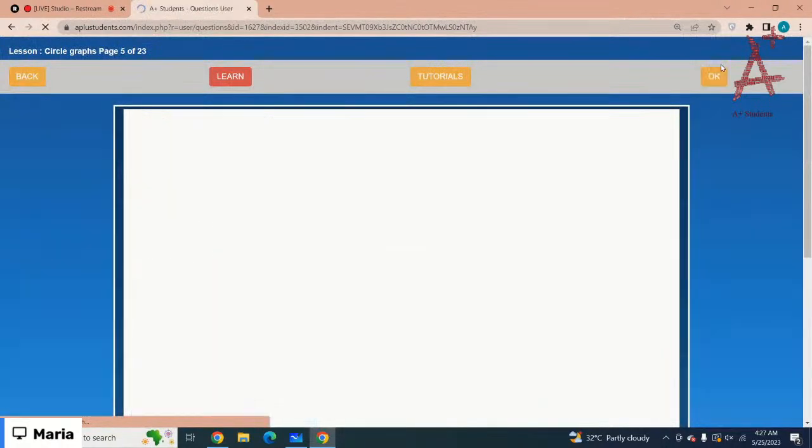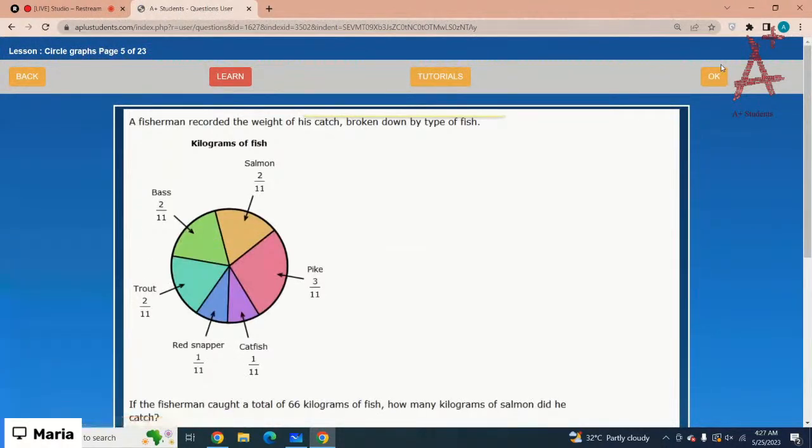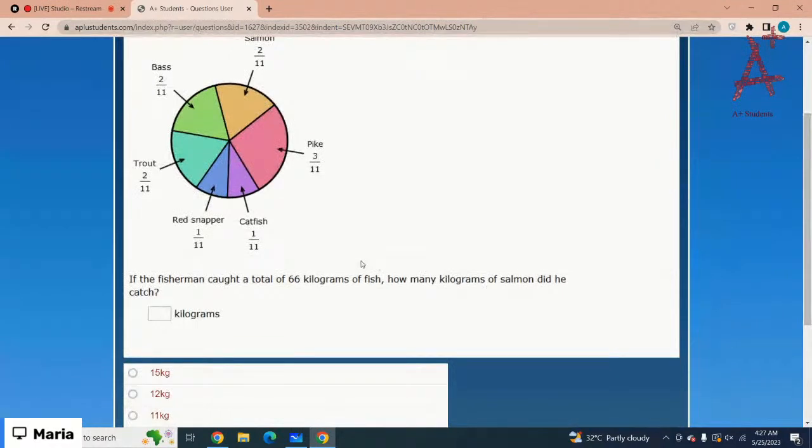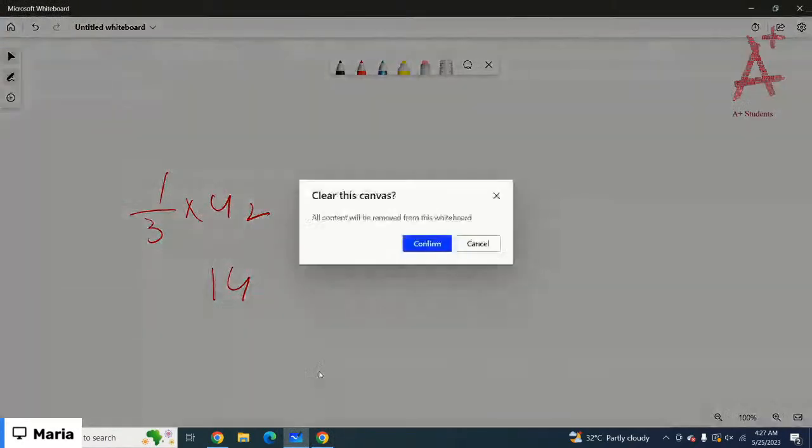Okay, the next one is a fisherman recorded the weight of his catch broken down by the type of fish. If the fisherman caught a total of 66 kilograms of fish, how many kilograms of salmon did he catch? So salmon is 2 by 11th. Just calculate 2 by 11th of 66.